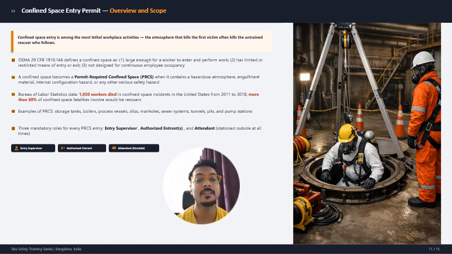Examples of permit-required confined spaces, PRCS, are storage tanks, boilers, vessels, sewer systems, tunnels, pumps, etc. There are three mandatory roles for permit-required confined space entry: the entry supervisor, the authorized entrant, and the attendant, who stands outside at all times. That is a must when we do this kind of activity.